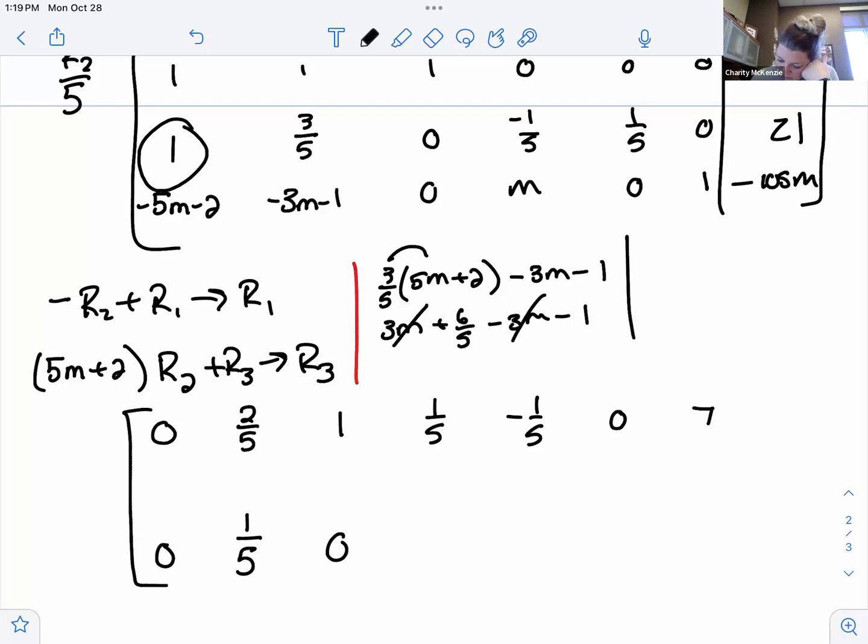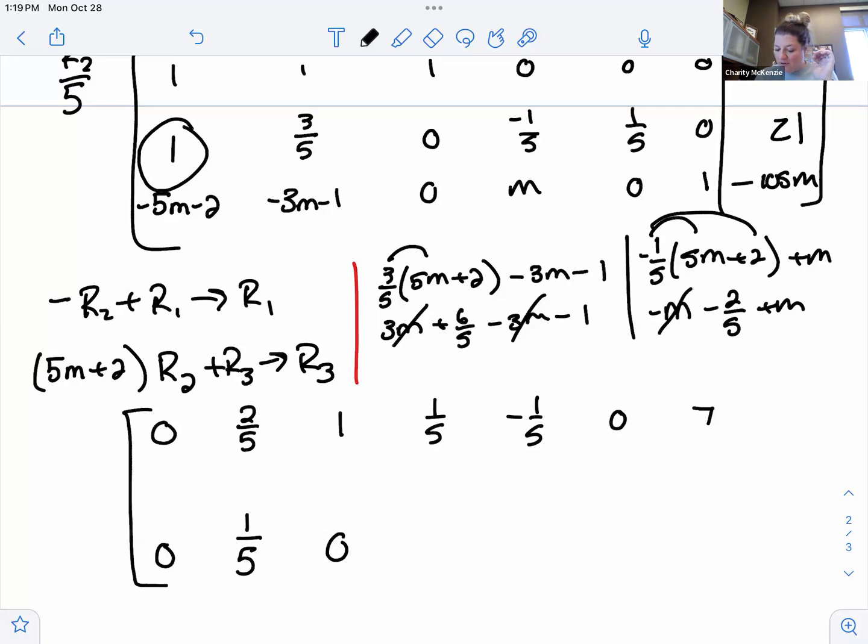And then I have to do the next one because I can't do that one very well in my head either. Negative 1/5 times 5m plus 2. And then you add it to m. Well, this one times this one gives me just negative m. This one times this one is negative 2/5 plus m. So m's are gone, and darn it, I have a negative in the bottom row. I was really hoping we wouldn't have a negative anymore. One pivot and done would be delightful, but we do.